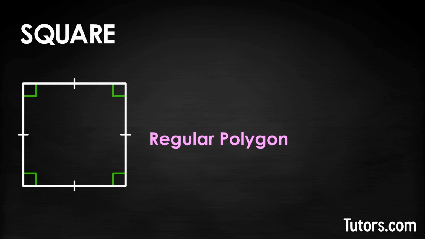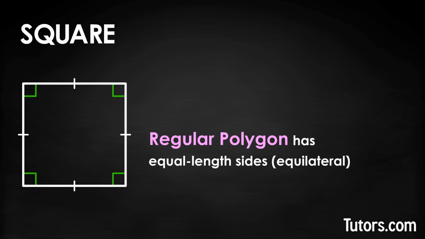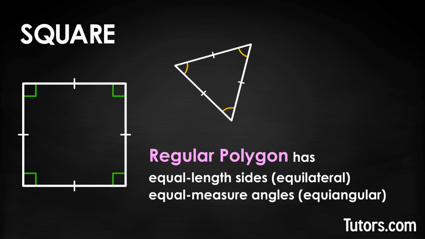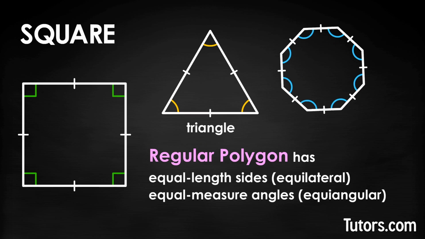A square is a regular polygon because it has equal length sides, equilateral, and equal measure angles, equiangular. Compare it to the regular polygon with only 3 sides, the equilateral triangle, or a regular octagon, as you can see in stop signs at street intersections.